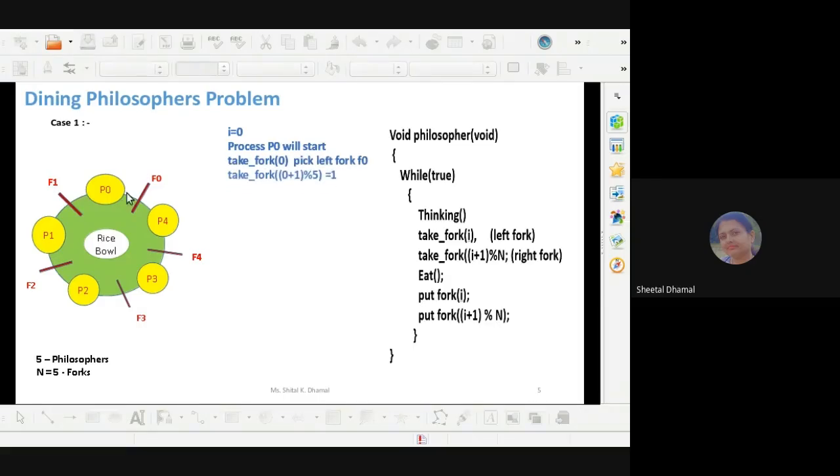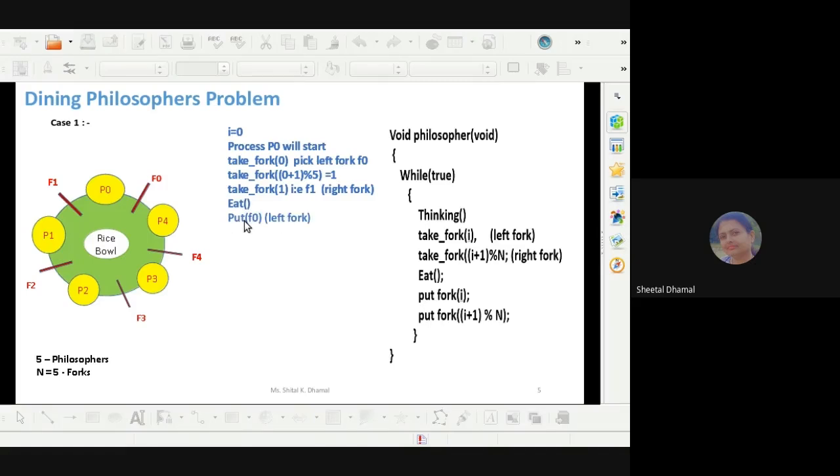So here you can observe take fork, and this value is 1. 1 is nothing but the index value of the fork. So he will pick up the right hand side fork. After that, he will perform the eat operation. Now both the forks are in the hand of the philosopher. So now he is able to eat. So he will perform the eat operation.